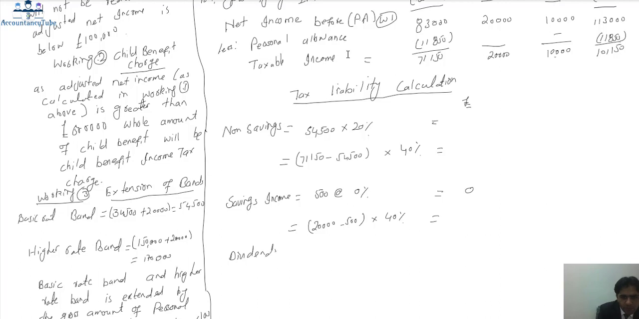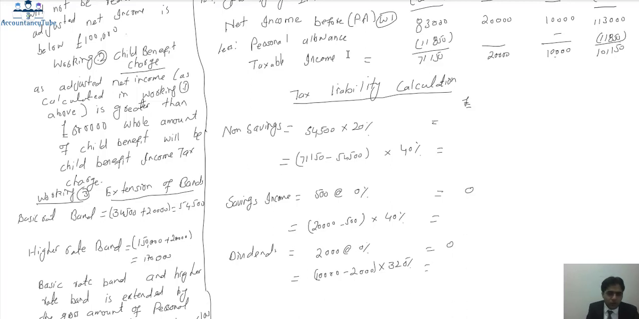So dividends income is £10,000, and we know up to £2,000 we do not have to pay any tax. So £2,000 at the rate of 0% equals 0, and £10,000 minus £2,000, £8,000 at the rate of 32.5%. So that's our tax on the dividends, right?